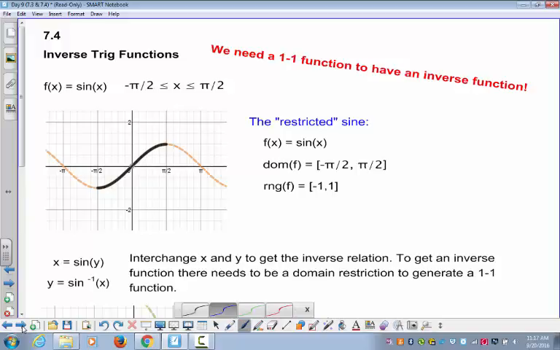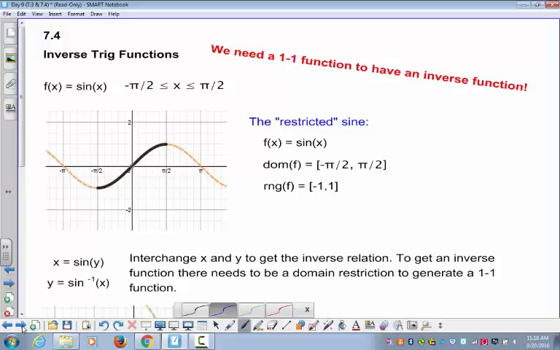If you had a function like a parabola, when you reflected it through the line y equals x, you ended up with a sideways parabola, which is not a function. It doesn't pass the vertical line test. So the condition that you had in college algebra was that the starting function had to be 1-to-1, which means it passes the horizontal line test, in order to have an inverse that was a function.